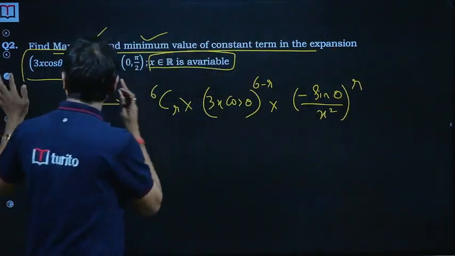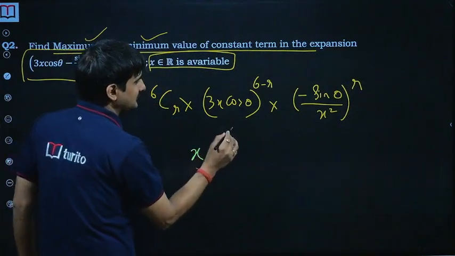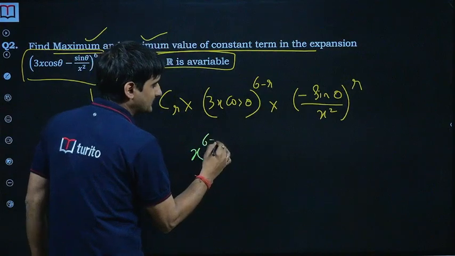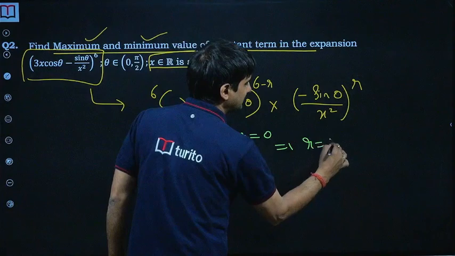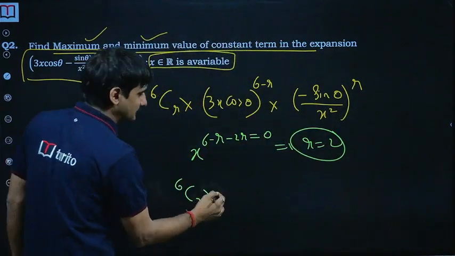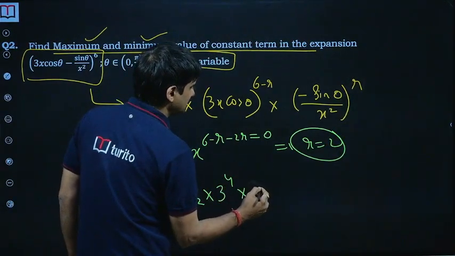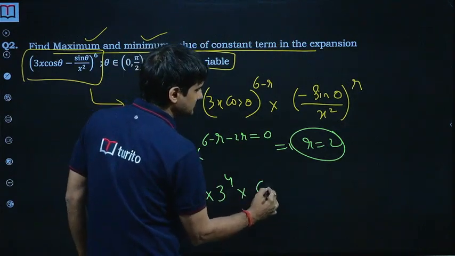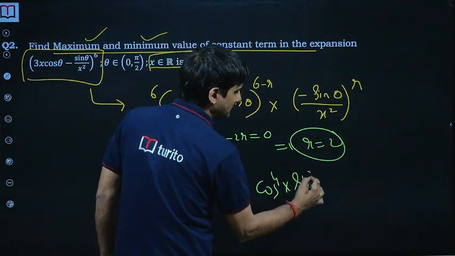So here again we will be collecting the power of x. So x to the power 6 minus r minus 2r, and that should be 0. So r is nothing but 2 here. So 6C2, which is a constant of course, 3 raised to the power 4, again a constant, and then cos raised to the power 4 into sine square theta.